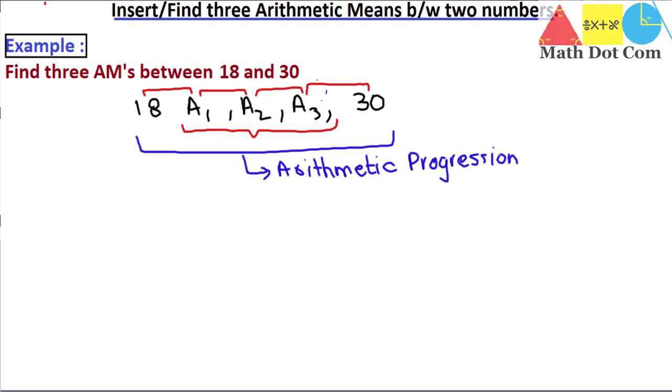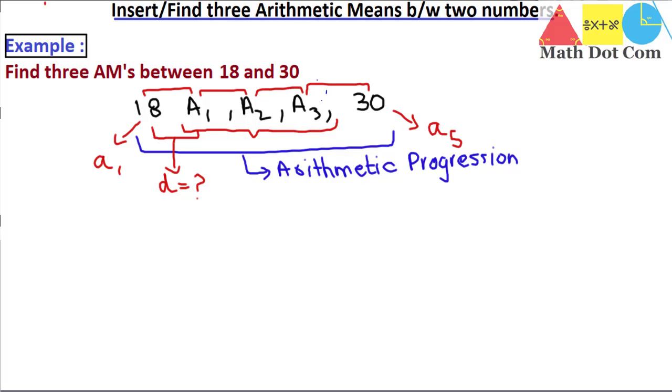So how can we do that? We need to find a common difference in order to find the arithmetic means between 18 and 30. This arithmetic progression has the first term A1 as 18, and this is the term A5. We need to find the common difference between two consecutive terms, that is D. Once we get the value of D, we can easily find the arithmetic means between 18 and 30 by just adding D to every value.